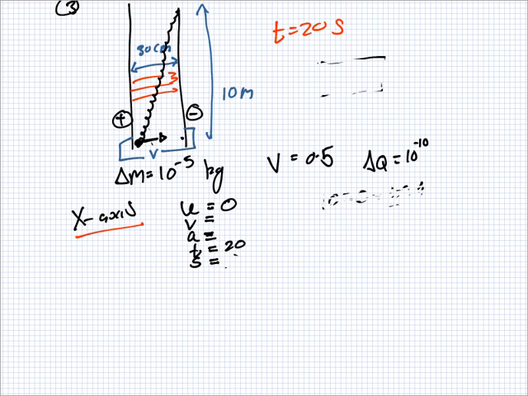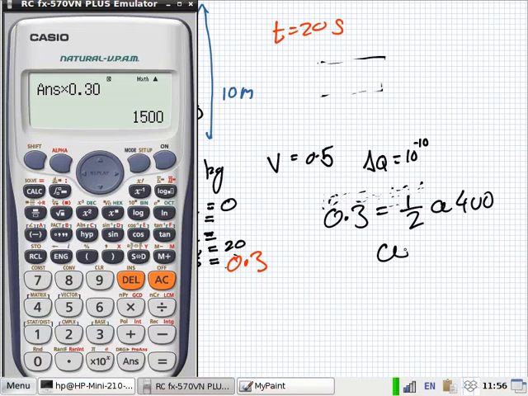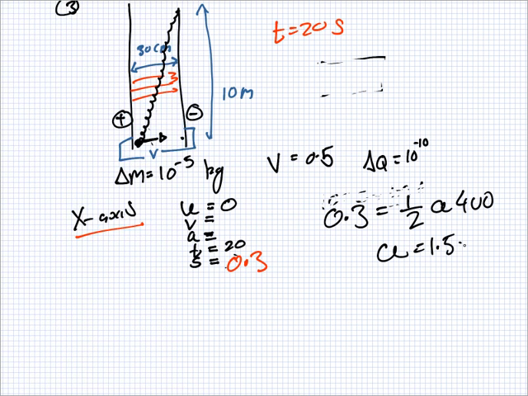That's enough. Let's go through it again quickly. So the S here is 0.30. S equals ut plus a half a t squared. So the A is 0.3 times 2, which gives 1.5 times 10 to the minus 3.